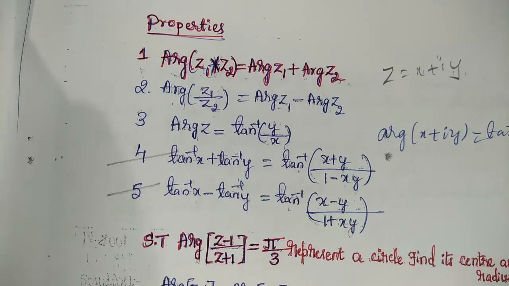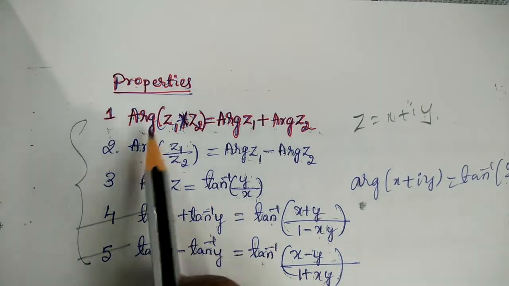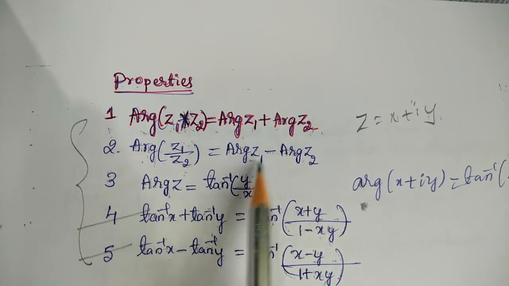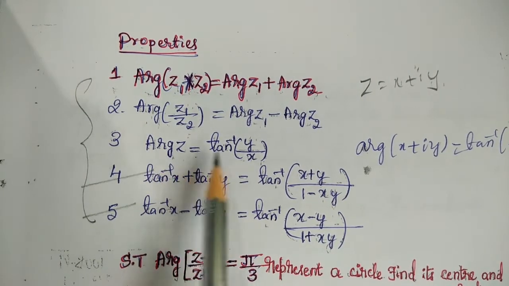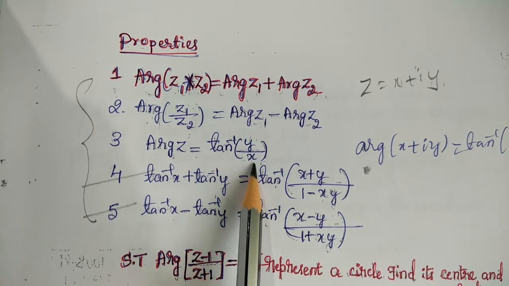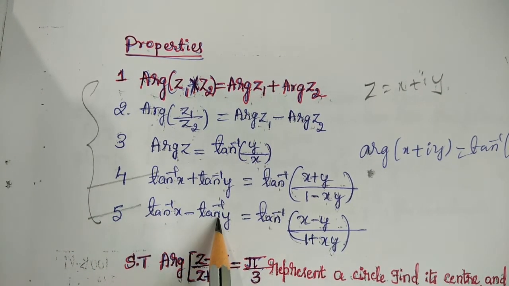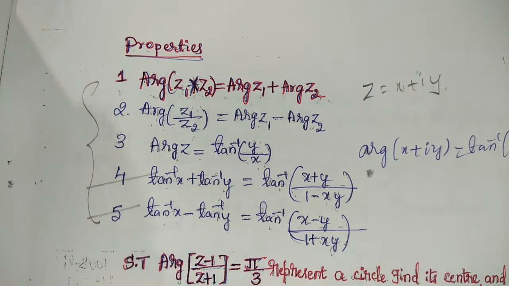So dear students, please do remember all these 5. So arg of z1 into z2 is arg of z1 plus arg of z2. Arg of z1 by z2 is arg of z1 minus arg of z2. So what do you mean by arg or argument? The argument of z is tan inverse of y by x. Then the tan inverse of x plus tan inverse of y formula, and the tan inverse of x minus tan inverse of y formula. Why do we need these 5 properties? To solve the next problems, we need all these 5 properties.